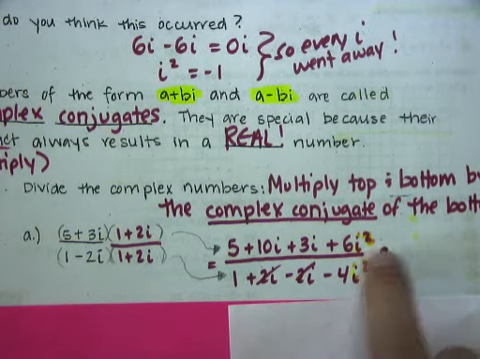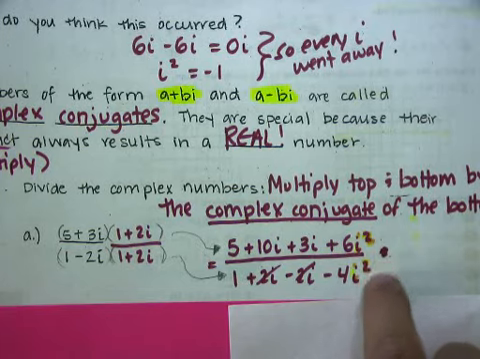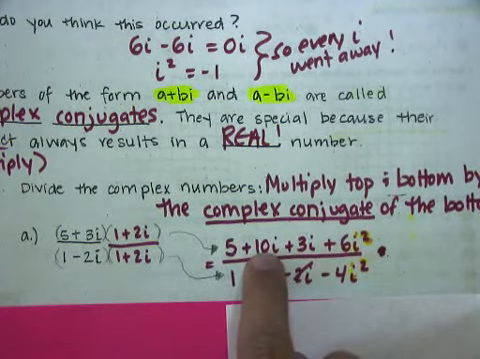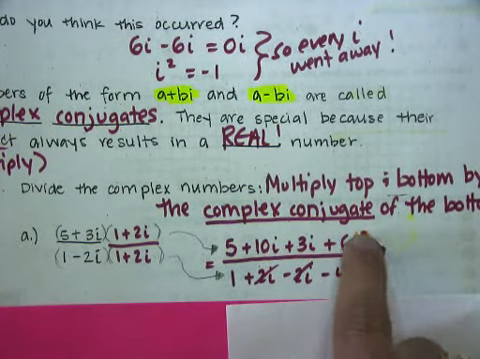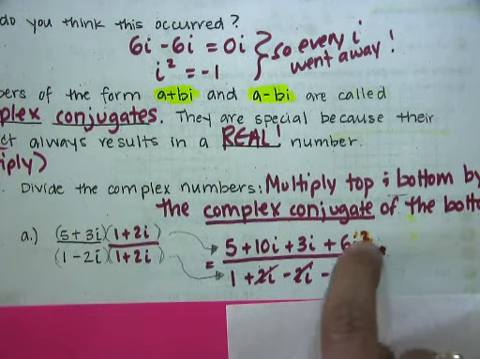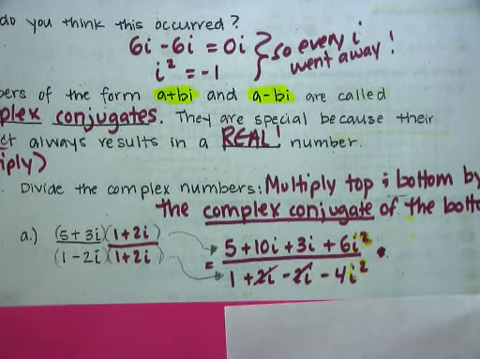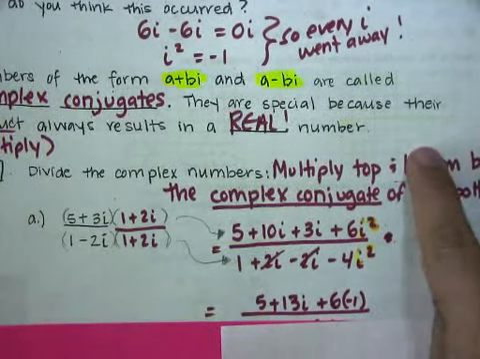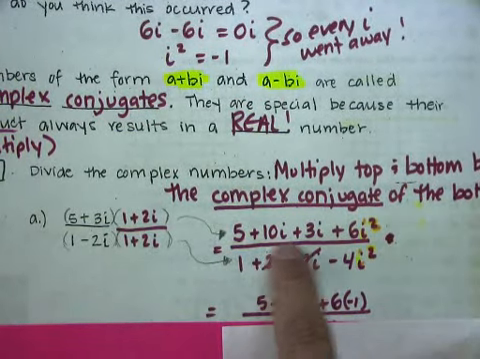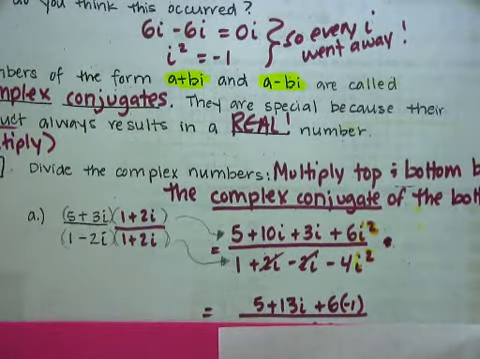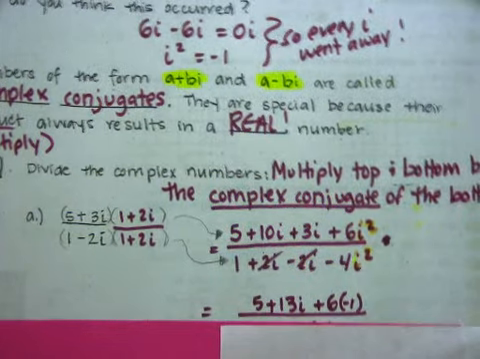Also notice I highlighted i squared because we're going to be able to replace that i squared with -1, which is going to be nice. So on the top, we can put those two together, so we can make that 13i, and we can replace that i squared with -1 there and right there, and these two will cancel out. So what we'll get on the top is 5 plus 13i, and then plus 6 times that -1.